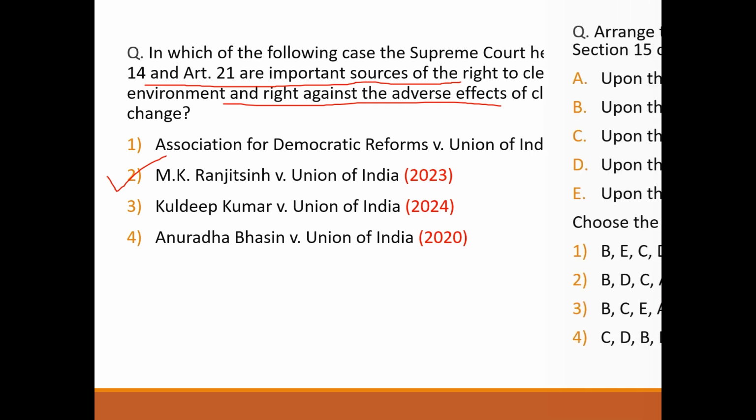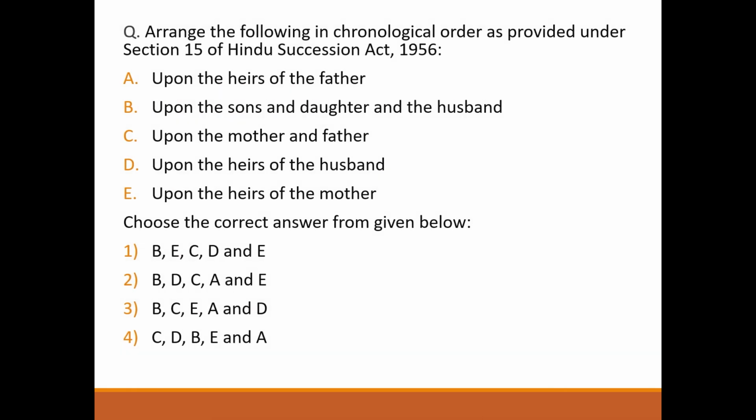Next question. Arrange the following in chronological order as provided under Section 15 of Hindu Succession Act 1956. Upon the heirs of the father, upon the son and daughter and the husband, upon the mother and father, upon the heirs of the husband, upon the heirs of the mother. Section 15 deals with the inheritance of the property by Hindu women who die without a will. तो हमें इसमें ये बताना है कि फर्स्ट इनहेरिटेंस राइट किसके पास है. अगर वो नहीं है तो देन किसके पास आएगा. अगर वो भी नहीं है तो किसके पास आएगा. तो उस चीज को हमें क्रोनोलॉजिकल ऑर्डर में लगाना है.